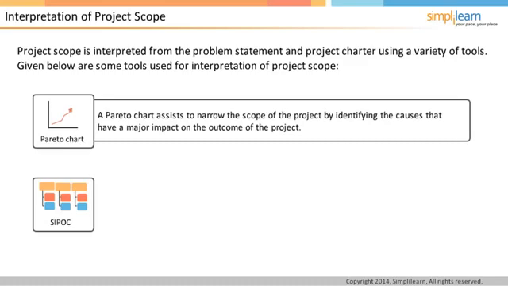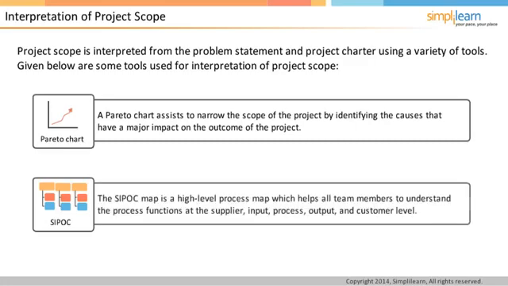The SIPOC map is a high-level process map, which helps all team members in understanding the process functions in terms of addressing questions like who are the suppliers, what are the inputs they provide, what are the outputs that can be obtained, and who are the customers. As discussed earlier, SIPOC stands for suppliers, inputs, process, outputs, and customers. In the subsequent screen, we will learn about process maps.